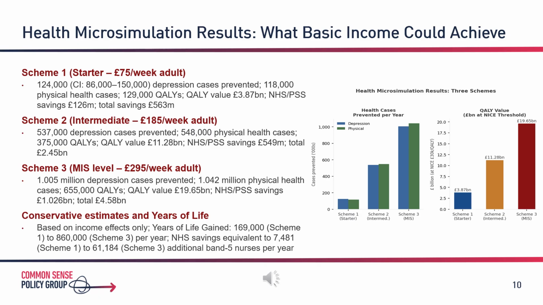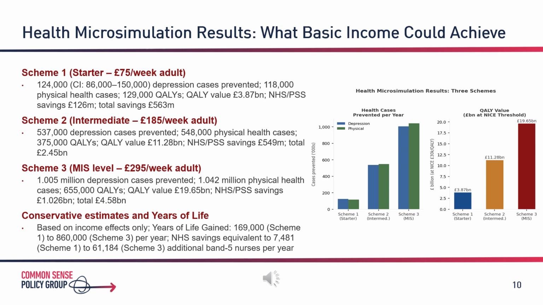Between 86,000 and 150,000 cases of depressive disorder are prevented or postponed each year. Approximately 118,000 cases of clinically significant physical health problems. Around 129,000 quality-adjusted life years gained annually. The value of those QALYs at the NICE threshold is £3.87 billion.